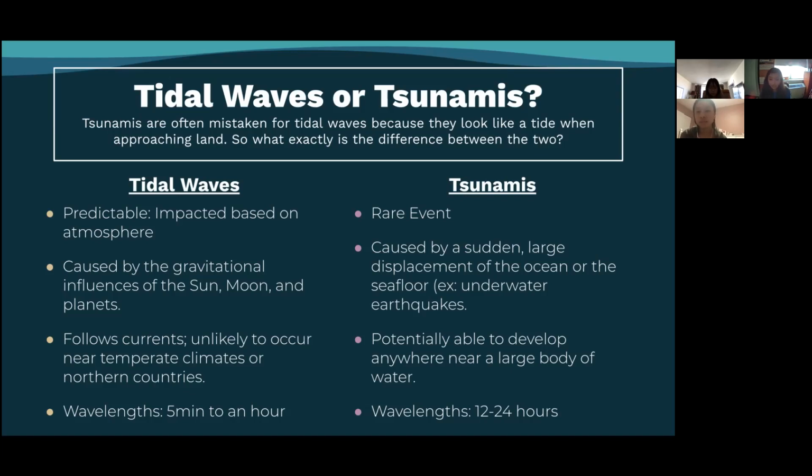And then we also have tidal waves follow currents. They're unlikely to occur near temperate climates or northern countries, whereas tsunamis potentially are able to develop anywhere near a large body of water. And then finally, we have tidal waves. The wavelengths vary from 5 minutes to an hour, whereas tsunamis' wavelengths are way longer. They are 12 hours to about 24 hours, a whole day.